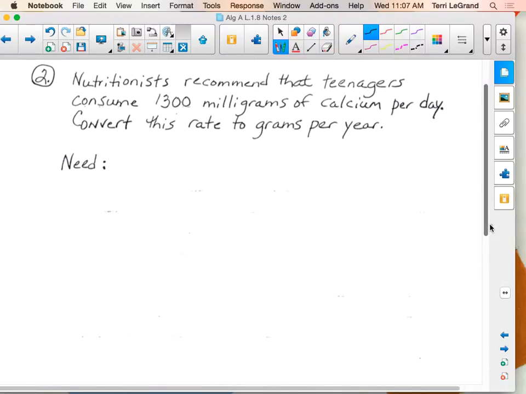Ooh, it's talking about you guys. Nutritionists recommend that teenagers consume 1,300 milligrams of calcium per day. Are you doing that? No?